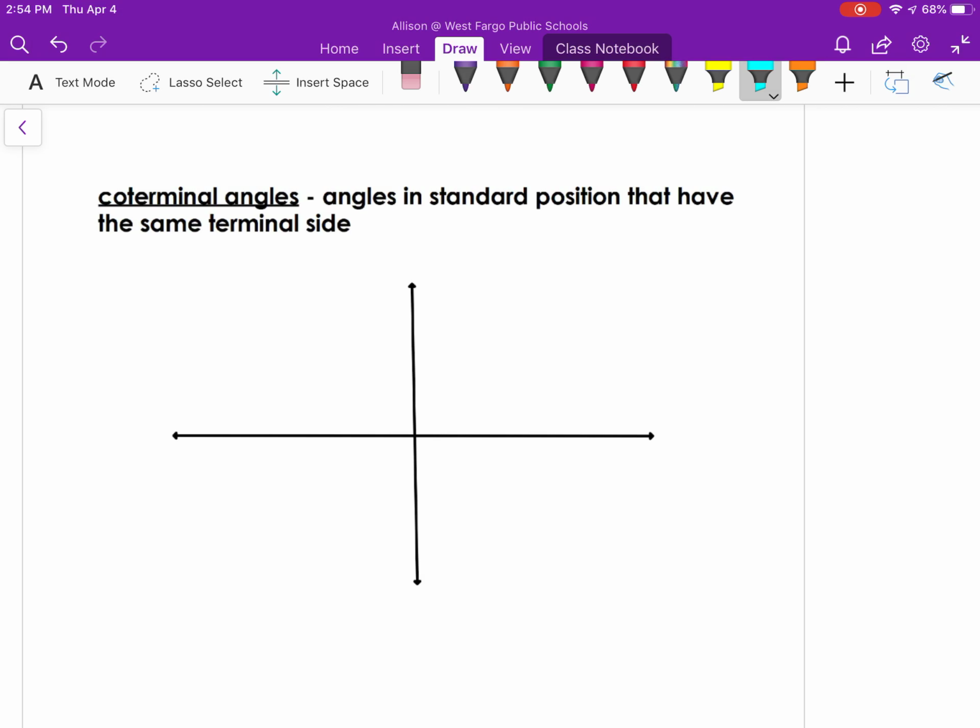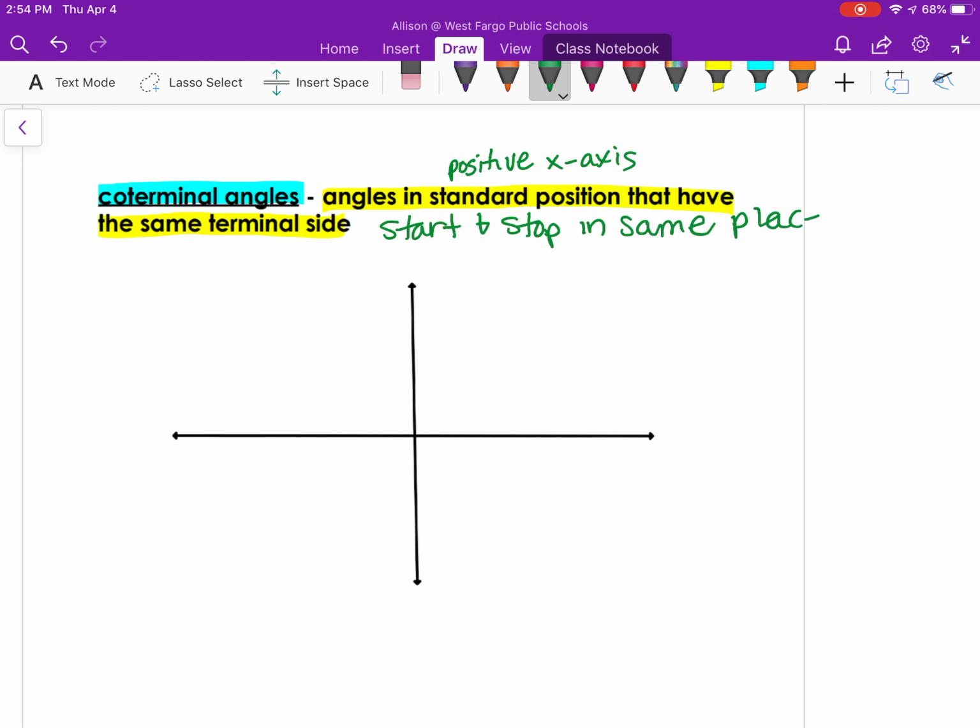Next, we're going to talk about coterminal angles. Coterminal angles are angles in standard position that have the same terminal side. If they're in standard position, they start on the positive x-axis, and having the same terminal side basically means that they start and stop in the same place. So if they start in the same place and end in the same place, that might look like this.